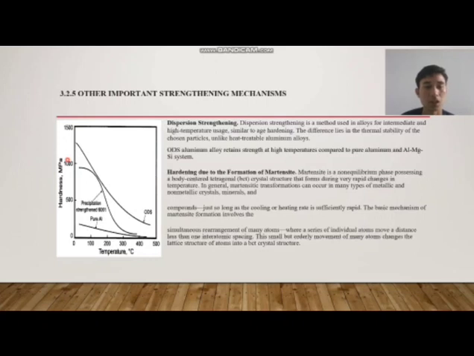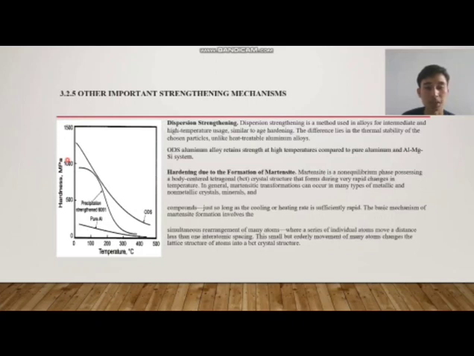Hardening due to the formation of martensite. Martensite is a non-equilibrium phase possessing a body-centered tetragonal or BCT crystal structure that forms during very rapid change in temperature. In general, martensitic transformations can occur in many types of metallic and non-metallic crystalline minerals and compounds, so long as the cooling or heating rate is sufficiently rapid.